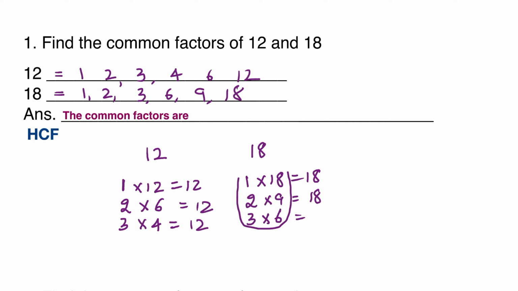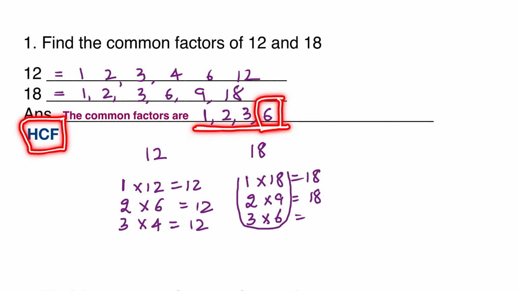Now which are common in these? 1 is common, 2 is common. Common means it has to be in both. 3, yes, 4 is not there, and then there is 6. So our common factors are 1, 2, 3 and 6. Now out of these 4, which is the highest number? Highest number is 6. Therefore, the highest common factor or the HCF of 12 and 18 is 6.